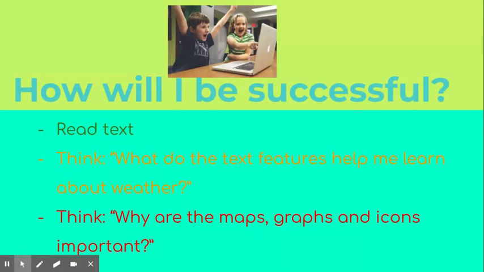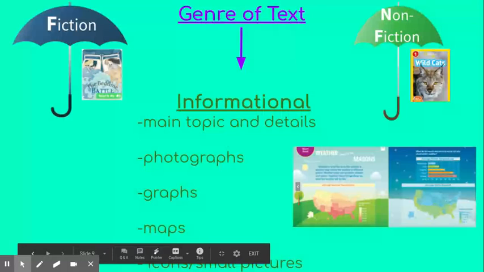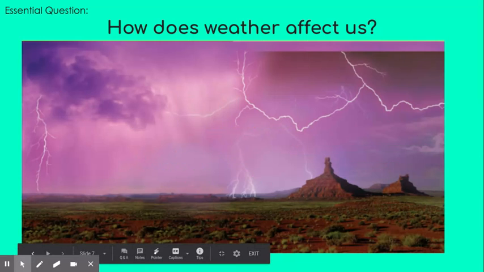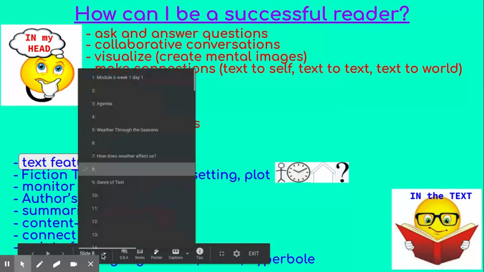Okay, so how are we going to be successful today? Well, we're going to read the text. We're going to think, what do the text features help me learn about weather? And then we're going to think, why are maps, graphs, and icons important? By using our text features, we will gain information by looking at graphs and maps because that'll help us know the information the author's trying to share. All right, so let's go to the next slide. Okay, so we're going to be learning about text features.